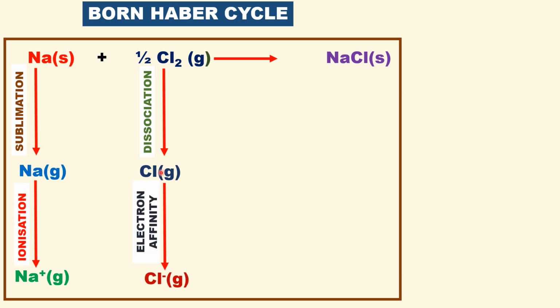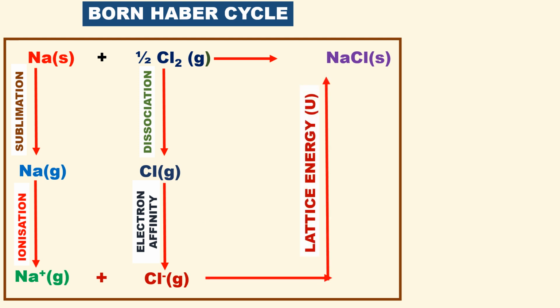And in the fourth step, Cl accepts an electron to form Cl-. This is electron affinity: how much energy is released when 1 mole of electrons is added to 1 mole of chlorine atoms in the gaseous state. The fifth step is lattice energy. See, this is lattice energy.